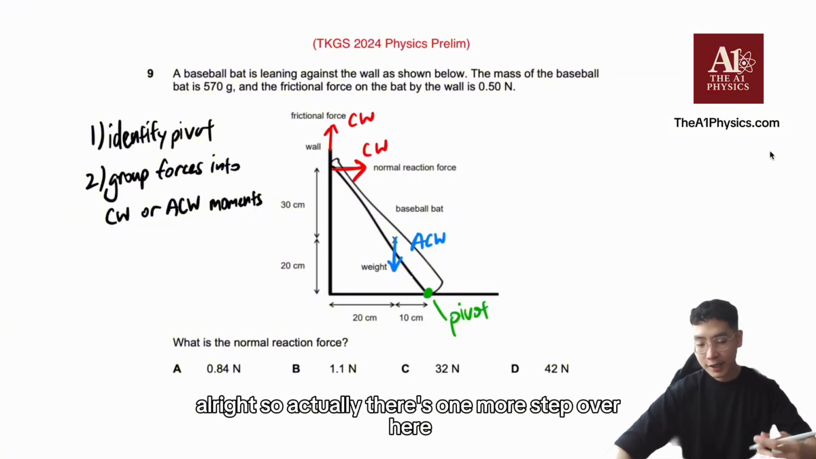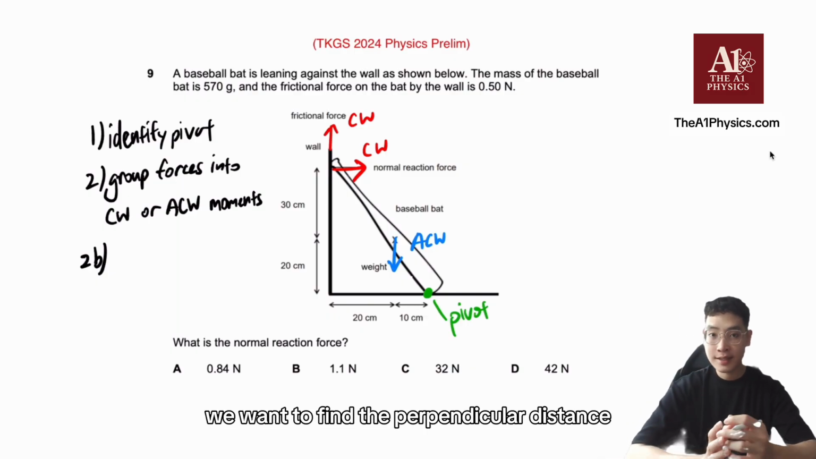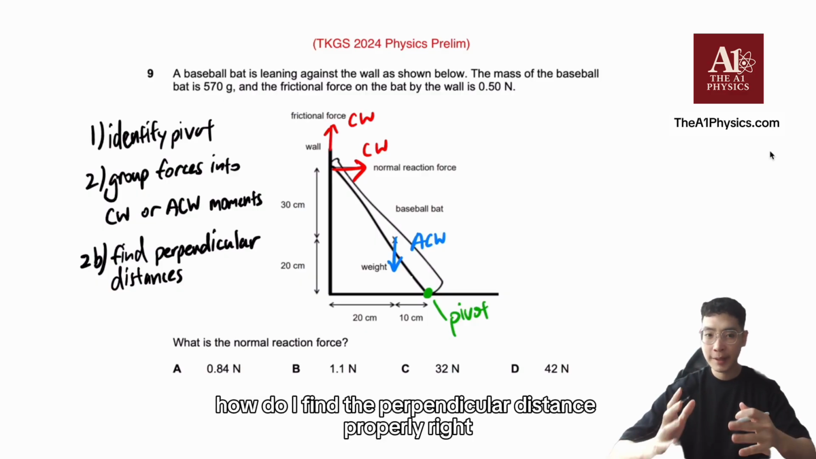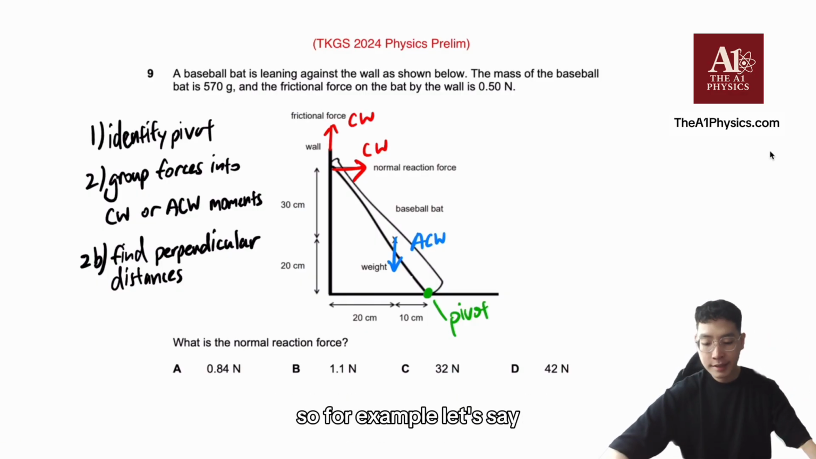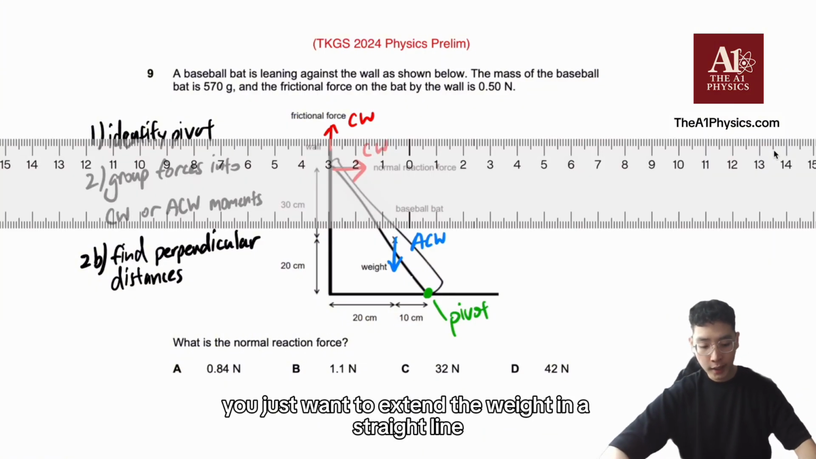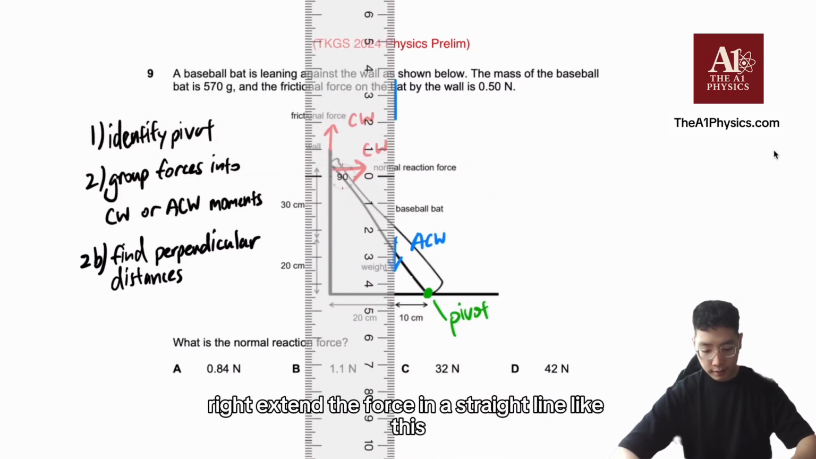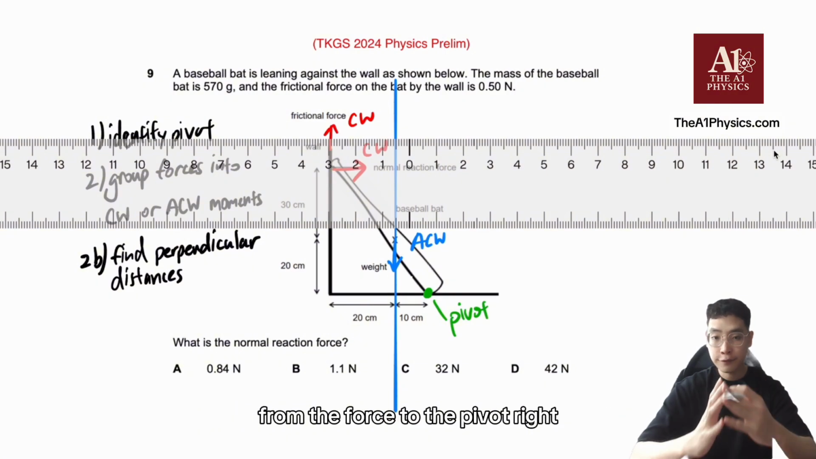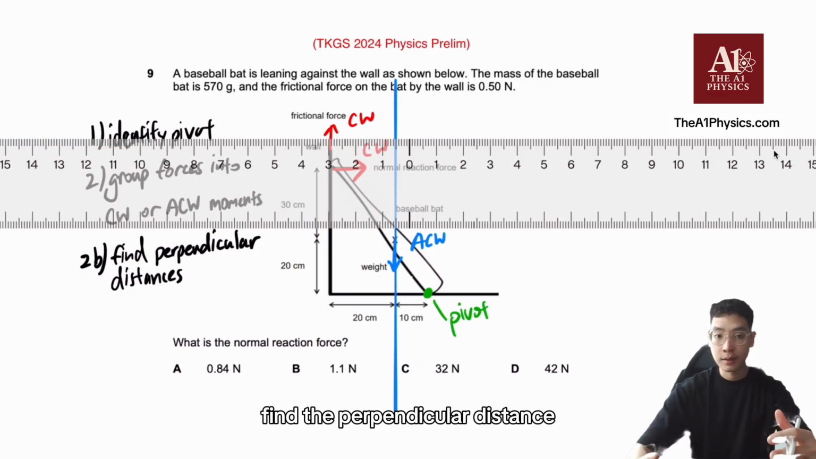So actually there's one more step over here. Let me call this step 2b. We want to find the perpendicular distance of the forces. And I always get this question all the time. How do I find the perpendicular distance properly? I'm going to show you a very easy method. So for example, let's say we want to find the perpendicular distance of the weight. You just want to extend the weight in a straight line. Extend the force in a straight line like this. And you just want to draw a 90 degrees line from the force to the pivot. That's always how you're going to find the perpendicular distance.